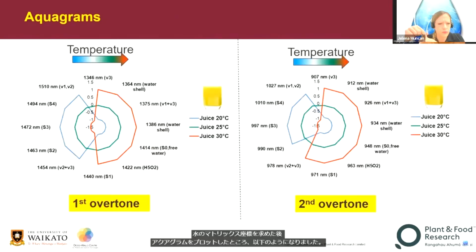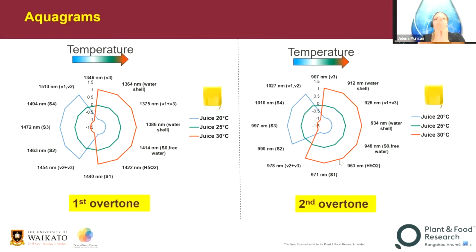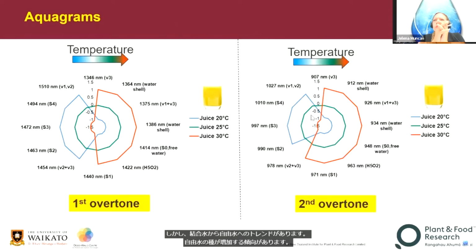After finding the water matrix coordinates, aquagrams were plotted, and you can see that with an increase in temperature, the free water species increases. Since there was a difference in the water matrix coordinates, the peak and the dip, between the first and the second overtone region, you can see the aquagrams were slightly shifted, but there is a trend from bound to free water species. So with the increase in temperature of kiwifruit juice samples, there is an increase in free water species.